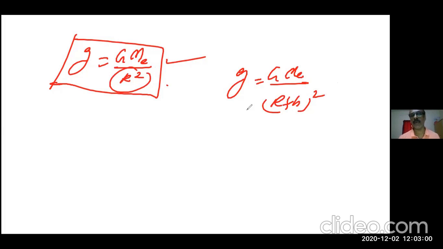The difference between this formula and this formula. You understood, right? All of you. Yes, sir. I understand.